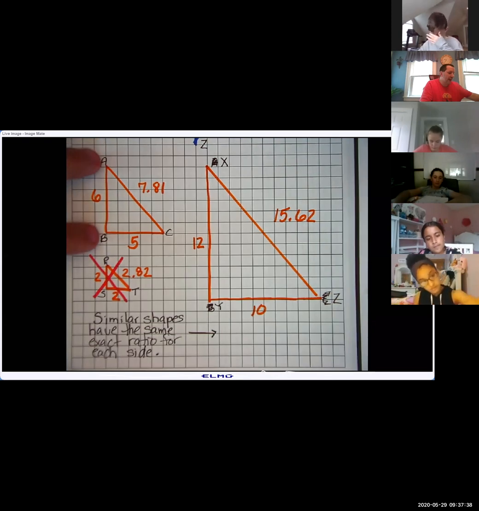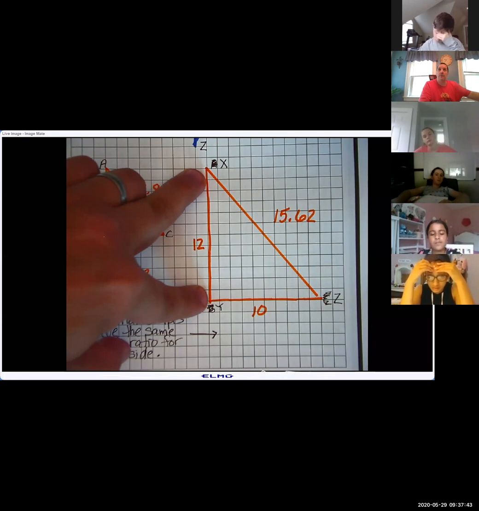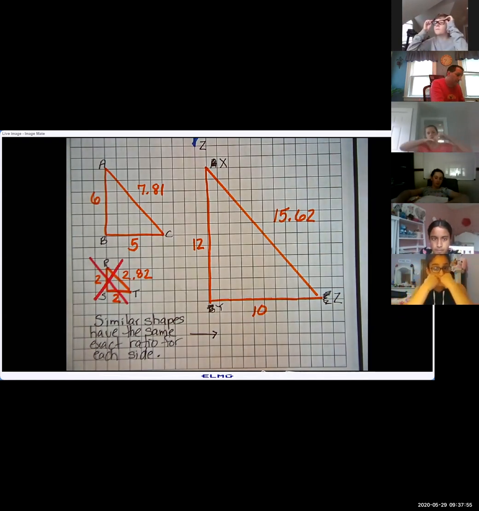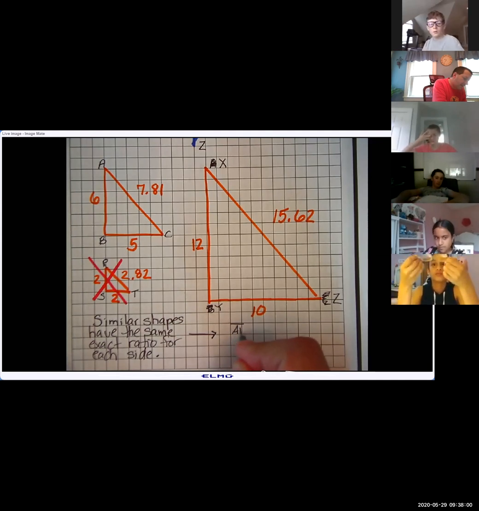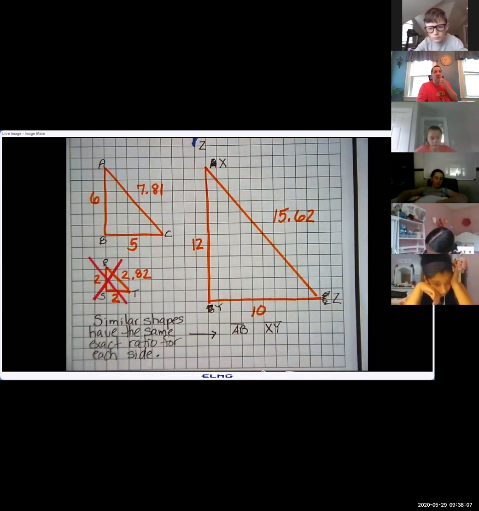Can we agree that AB corresponds to XY? No, because they're not the same length. Not congruent, corresponds. They're in the same location. Yes. So I'm going to write line segment AB and XY. But they're not congruent. So I can't use that little congruent shape.